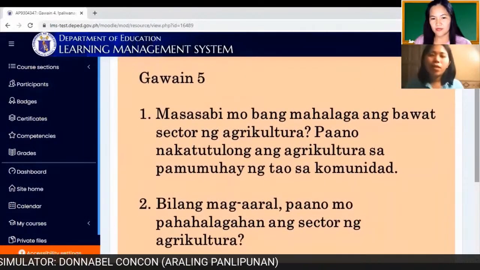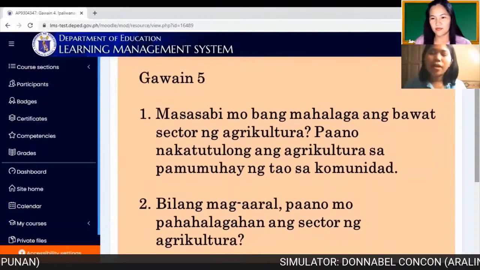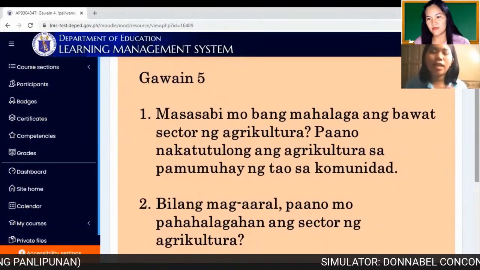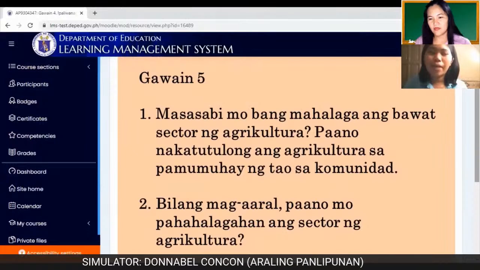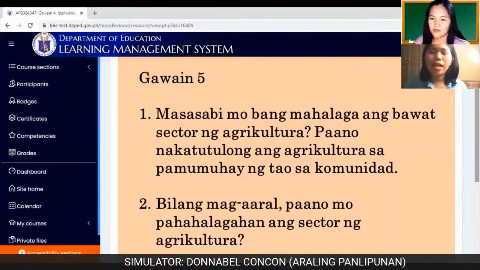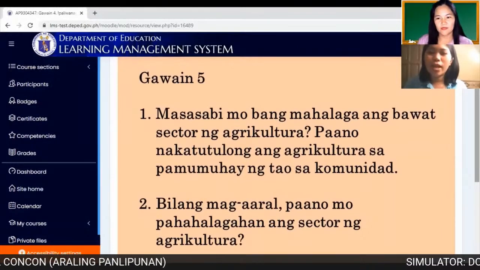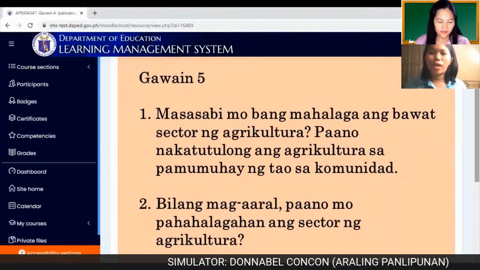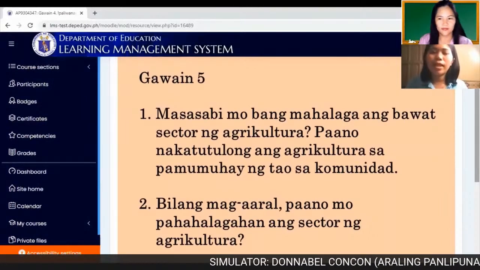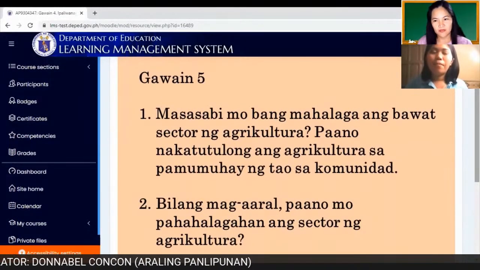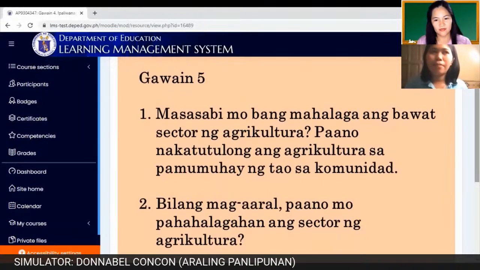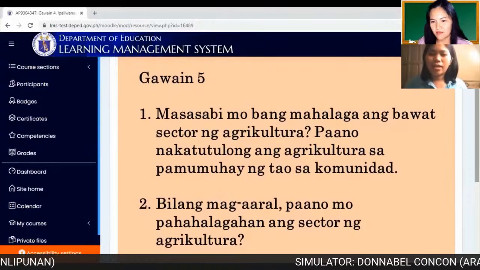Masasabi ko na mahalaga ang bawat sektor ng agrikultura dahil ito ay may kaugnayan sa ating pang-araw-araw na pamumuhay. Ang sektor ng agrikultura ay may apat: paghahalaman, paghahayupan, pangingisda, at paggugubat. So ito ay nakakatulong sa atin bilang mga tao dahil ito ang pinagkukunan natin ng pagkain sa araw-araw na pamumuhay. Bilang mag-aaral, pahahalagahan ko ang lahat ng sektor ng agrikultura sa pamamagitan ng pagrespeto sa mga bagay na nasa ating paligid. At pahahalagahan ko ang mga tanim sa ating kapaligiran.